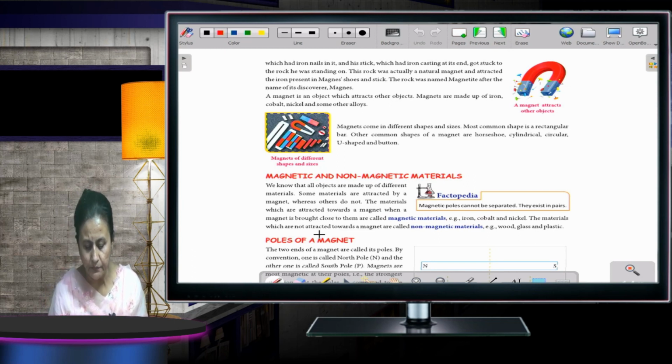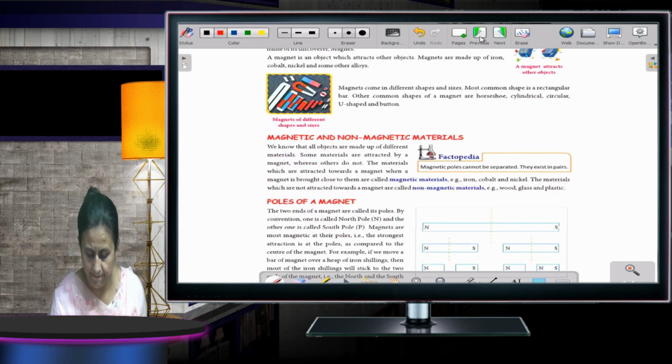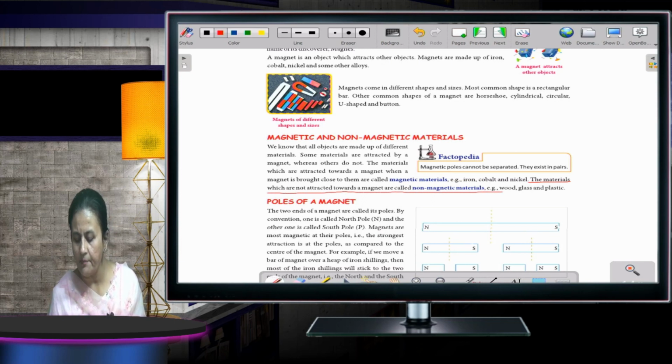Come on, let us start now. We all know that objects are made up of different materials. Some materials are attracted by a magnet, whereas others are not. The materials which are attracted towards the magnet when a magnet is brought close to them are called magnetic materials. On the other hand, the materials which are not attracted towards a magnet are called non-magnetic materials. Examples are wood, glass and plastic, as I told you.